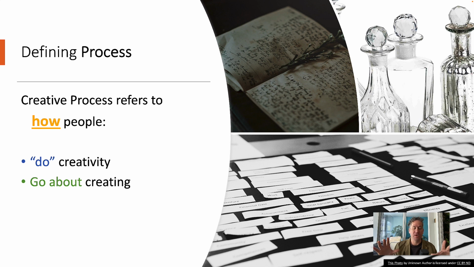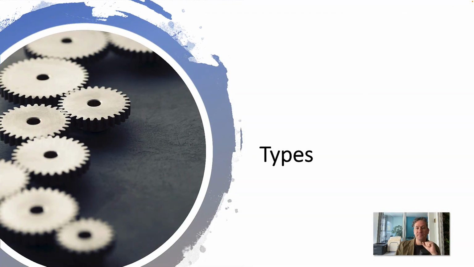We've talked about what, we've talked about where. Now we're talking about how. How do people do creativity? Creative process refers to how people engage in creativity, engage in doing creative things, and engage in creative acts. Right? So that's what process refers to.